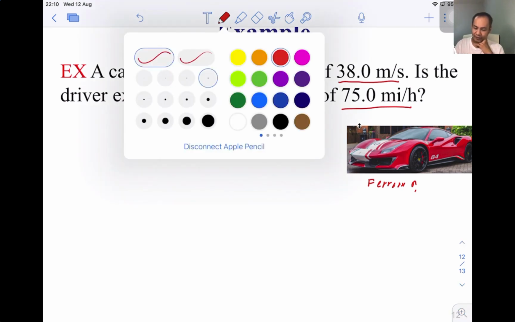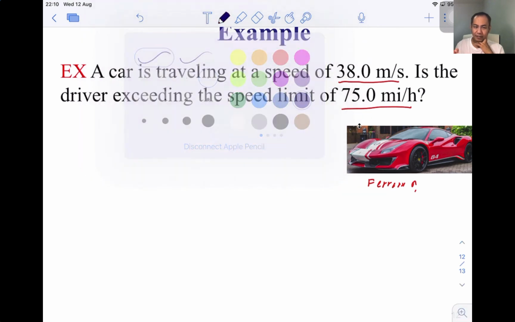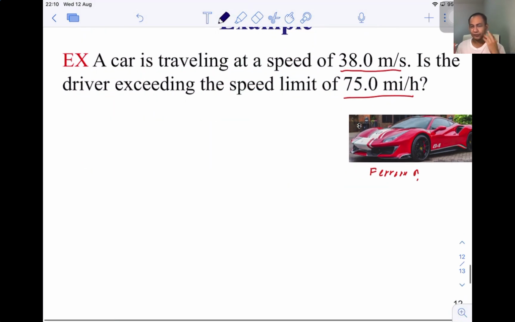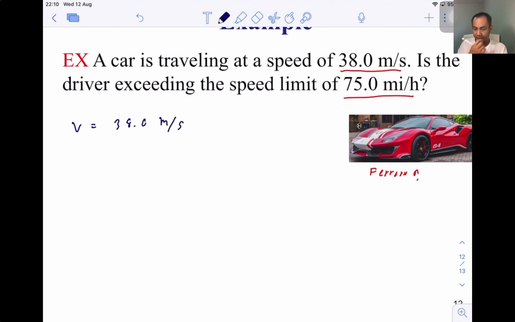Okay, how do we start? We might have to use the table from the last page to convert meters per second to miles per hour. Okay, let's start. We know that V equals 38.0 meters per second. So first we should convert it by using this method.